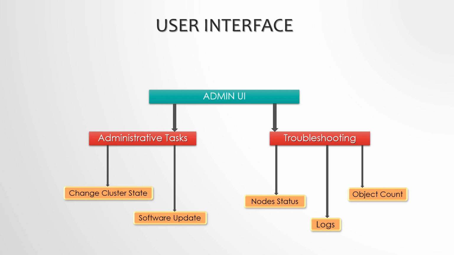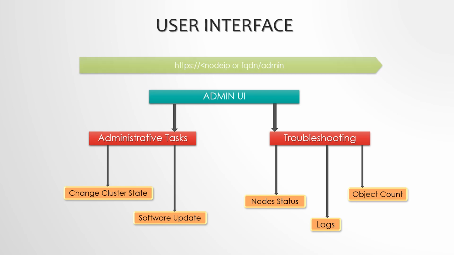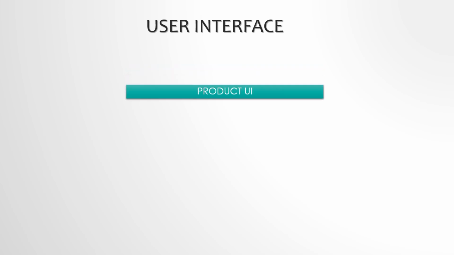To access this interface, you just have to type this URL, that is https://your node's IP or FQDN, then /admin. The second user interface is the product user interface, and it is the graphical user interface of vROPs. It is present on all the nodes except for the remote collector, and it can be accessed by any user. It can be admin, local, or AD, etc.